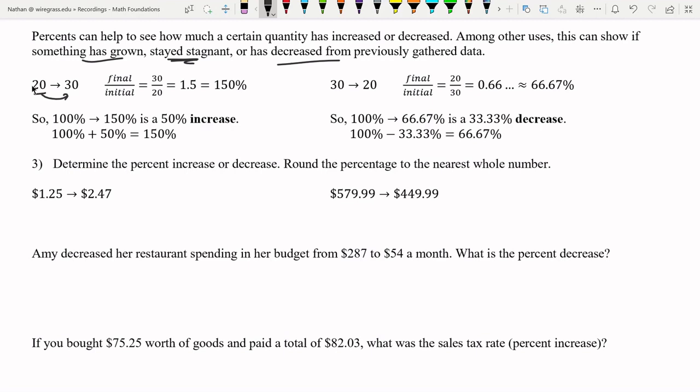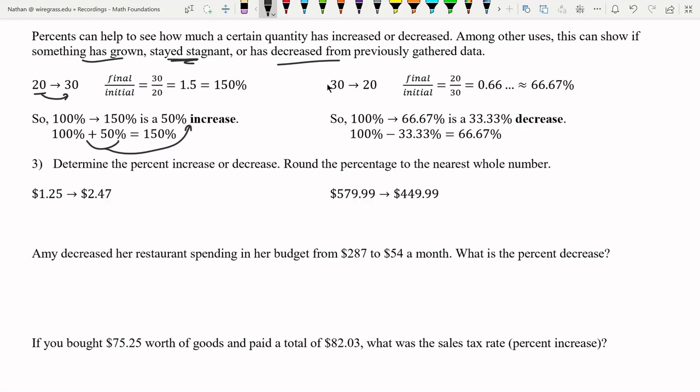So 100%, which is always what the starting amount or the initial amount is. It became 150%. That's a 50% increase. Or of course, 100 plus 50 is 150%.